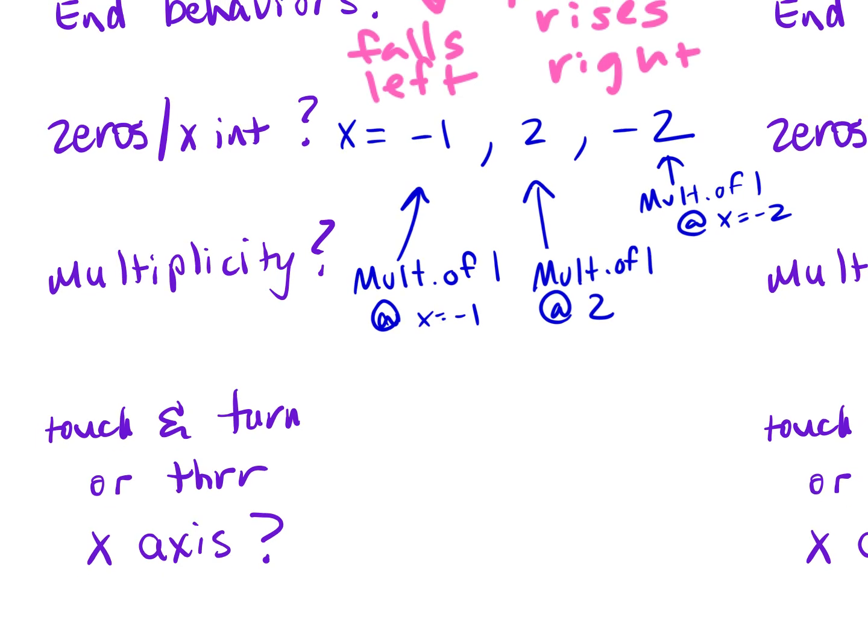All right, and then lastly we have to figure out if it touches and turns or goes through the x-axis. So when my multiplicity is 1, does it touch and turn here or go through? It goes through. Again, my multiplicity is 1 at 2. Does it touch and turn or go through? It goes through. Because we're looking at the number of multiplicity. So again, when my multiplicity is 1, does it touch and turn or go through? It goes through.